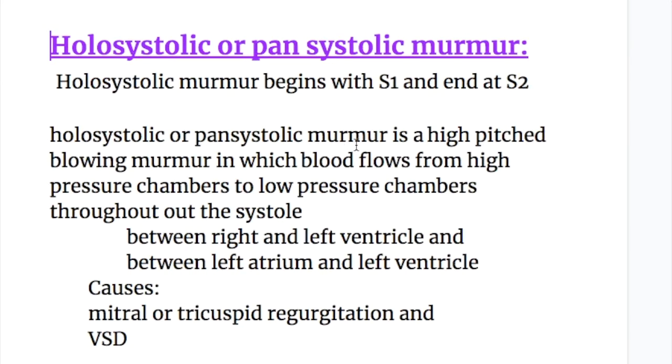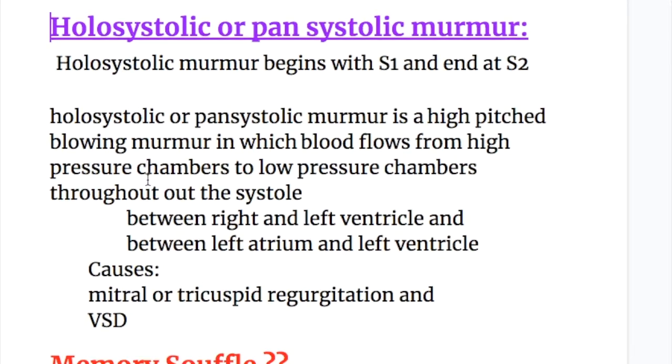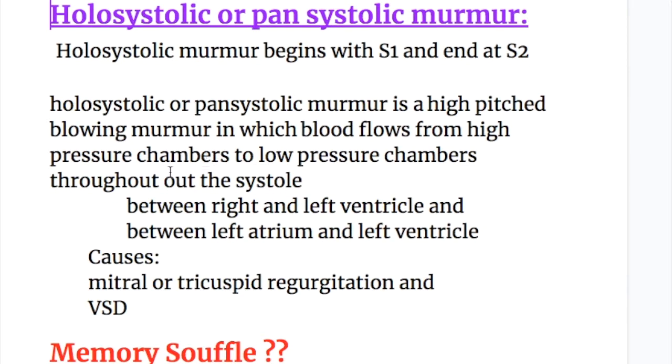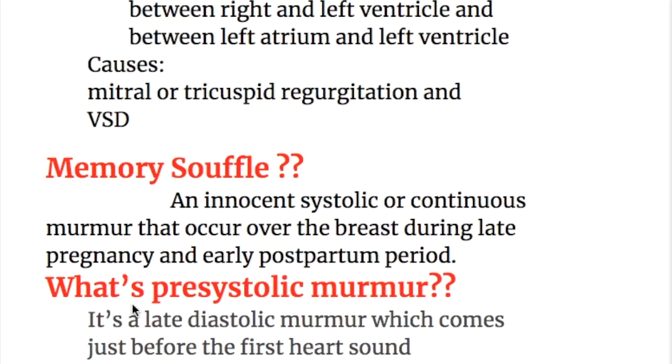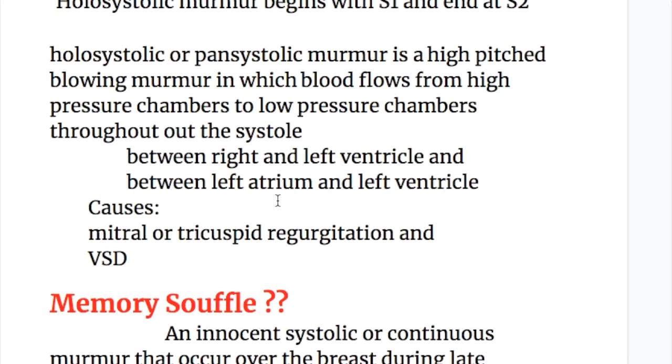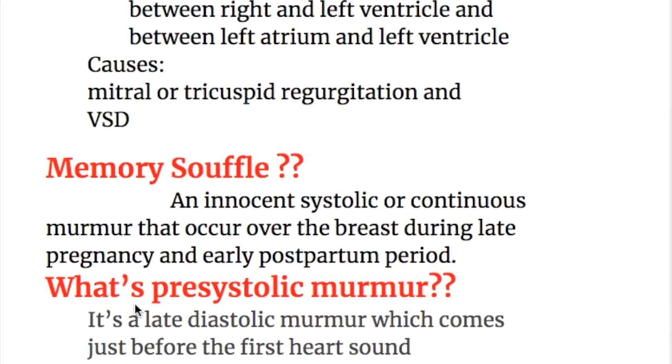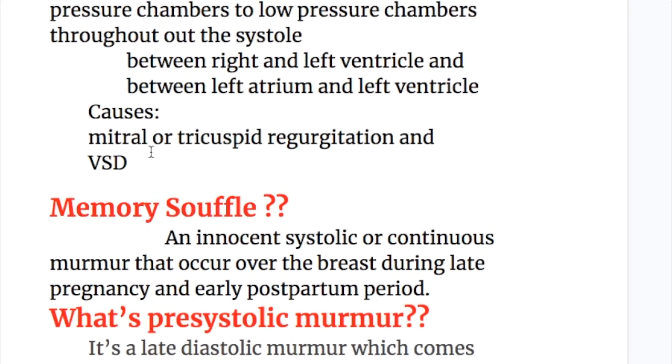Holosystolic or pansystolic murmur is a high-pitched blowing murmur in which blood flows from high-pressure chambers to low-pressure chambers throughout the systole. For example, between the right and left ventricle if there is a ventricular septal defect, between the right atrium and right ventricle in tricuspid regurgitation, and between the left atrium and left ventricle in mitral regurgitation. Causes I already told: mitral or tricuspid regurgitation and ventricular septal defect.